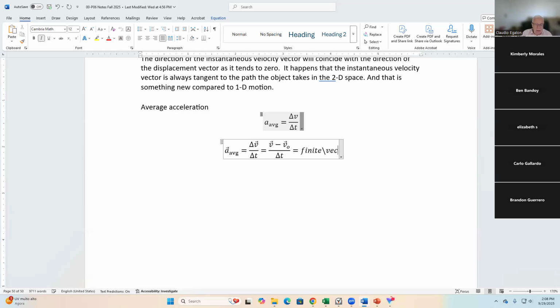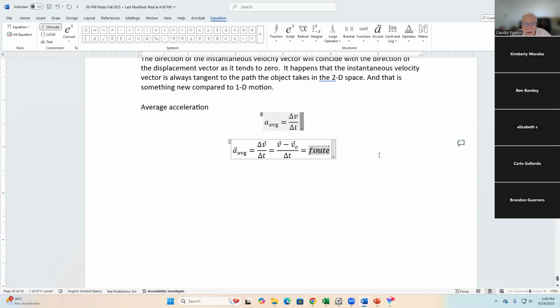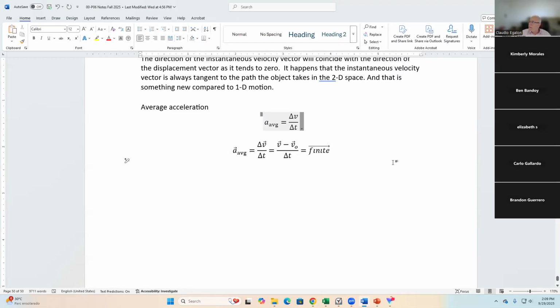And, oh, what a shame. I want the vector on the top of the whole finite word. Here you go. Vector symbol. Sometimes the keystrokes don't work as well, right? Which is the case here.